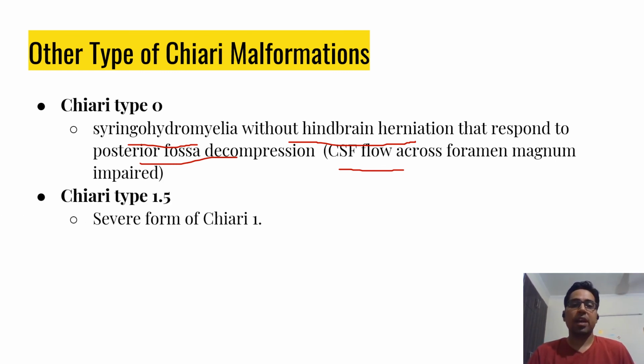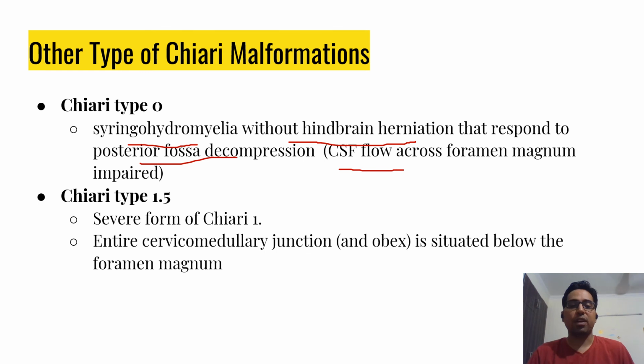Now coming on to Chiari type 1.5. It is a severe form of Chiari 1 malformation. What happens in Chiari 1.5 malformation is that the entire cervicomedullary junction and the obex are situated below the foramen magnum. So most of the cervicomedullary junction gets herniated below the foramen magnum.